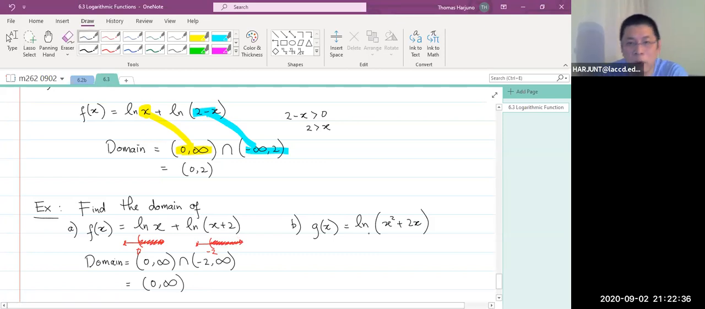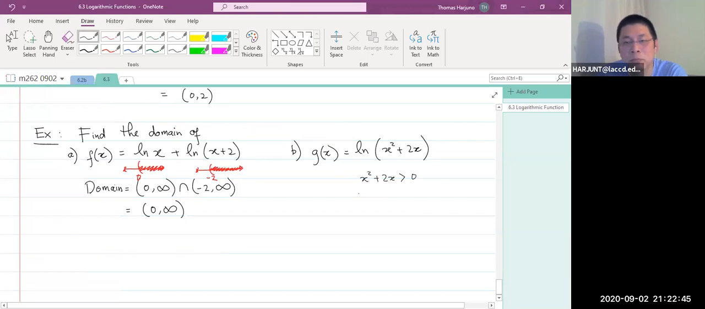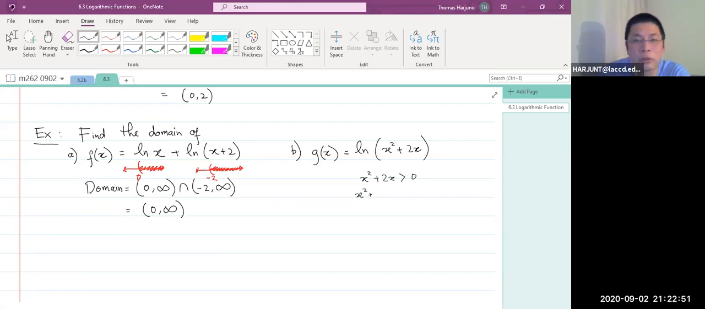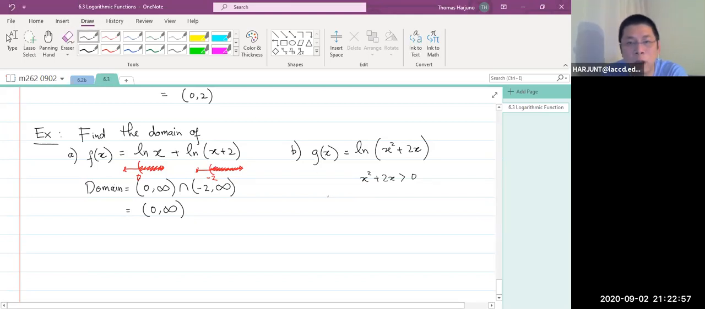But what happens on the right-hand side? x squared plus 2x has to be greater than 0. Let me complete the square. Actually, I don't need to do it. How to solve a nonlinear inequality? Step 1, critical numbers. So x squared plus 2x equals 0, x times (x plus 2) equals 0, x equals 0 or x equals -2. And then I do the sign graph.